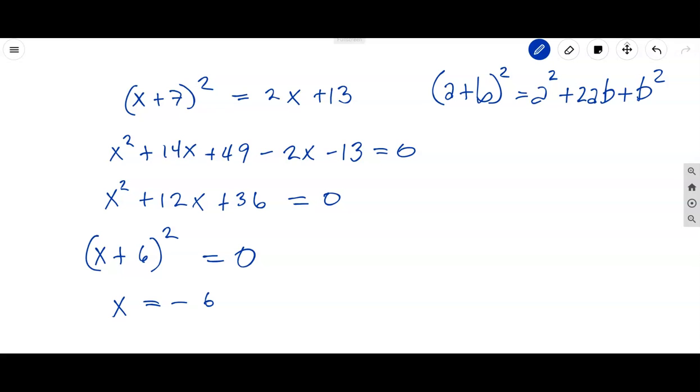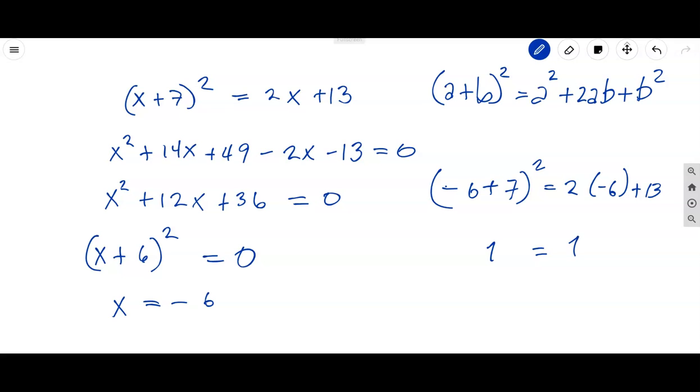When we are going to check that, let x equal negative 6. So negative 6 plus 7 squared equals 2 times negative 6 plus 13. So here we will have 1 equal to negative 12 plus 13, which equals 1.